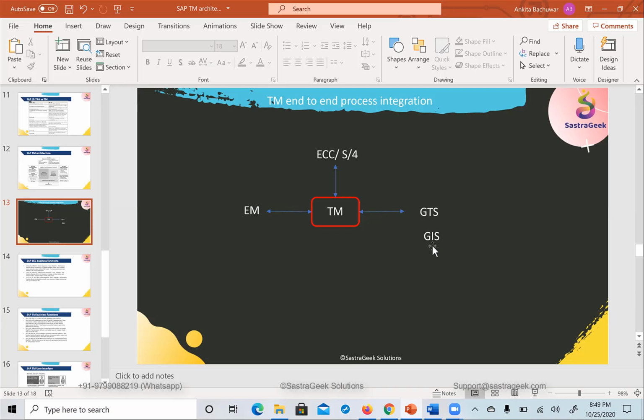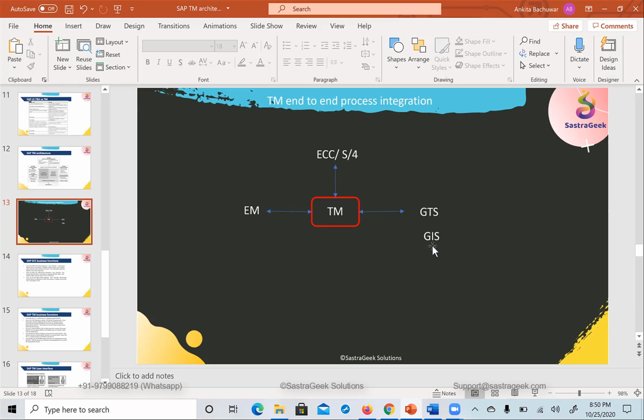Ritesh: I got a bit confused between this positioning system GIS, global track and trace, and event management. I think I've read something before, and it's all mixed up. So right now you said GIS is available as an add-on licensing?